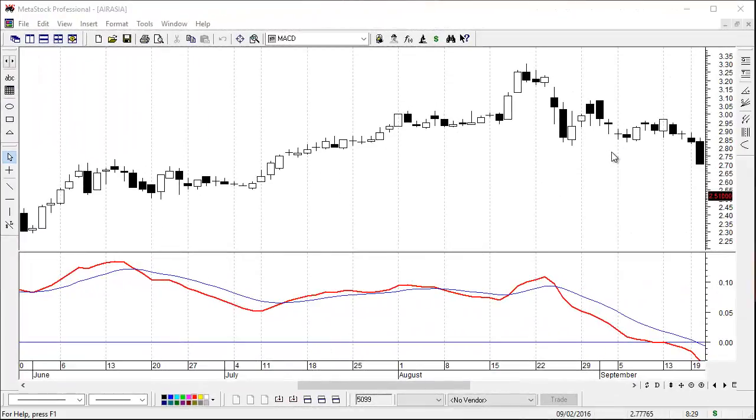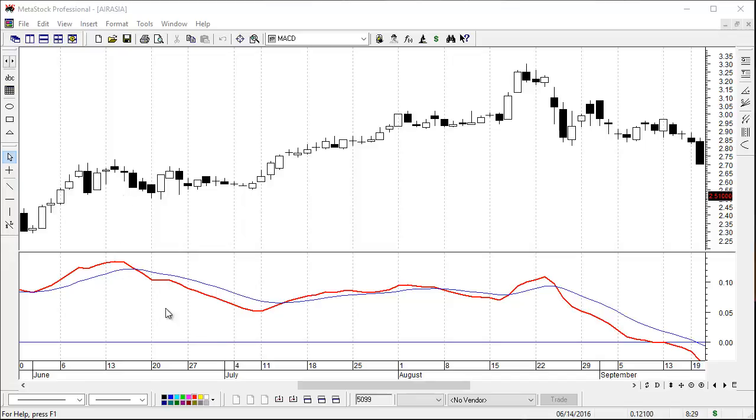Hi there, this is Benny, and today I'm going to show you how you can use MetaStock to test a technical indicator or a trading idea to see whether it works. One of the earliest indicators that I learned was the MACD indicator.